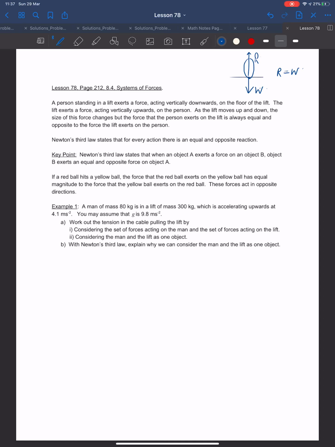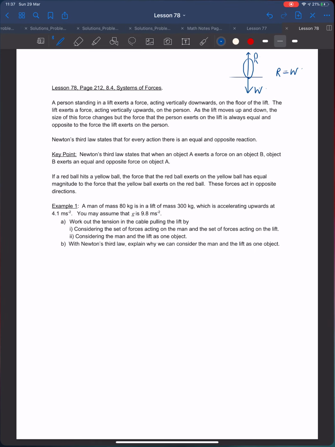Example 1. A man of mass 80 kilograms is in a lift of mass 300 kilograms, which is accelerating upwards at 4.1 meters per second squared. You may assume that g is 9.8 meters per second squared. Work out the tension in the cable pulling the lift by considering the set of forces acting on the man and the set of forces acting on the lift, and then considering the man and the lift as one object. With Newton's third law, explain why we can consider the man and the lift as one object.